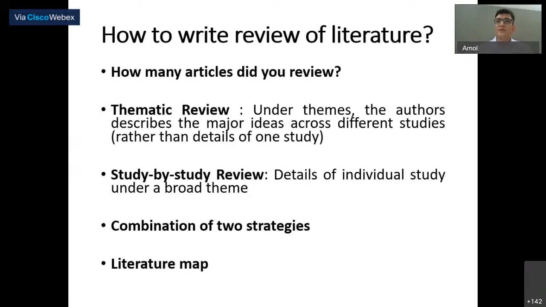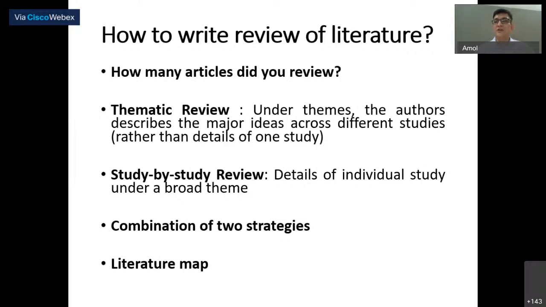Okay, this is a problem statement. These are the factors responsible for the occurrence of disease. This is the situation in the Southeast Asia region, in India, and the rest of the world. And then you conclude in the end that, okay, this is not studied in this region, so that's why we are going for it. You can give it a study by study review. Or what I commonly practiced is a combination of these two. You create themes and under that you give articles author by author.